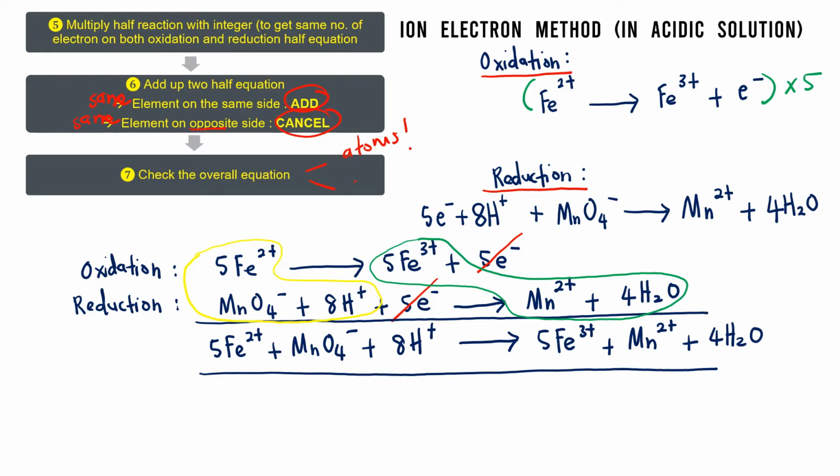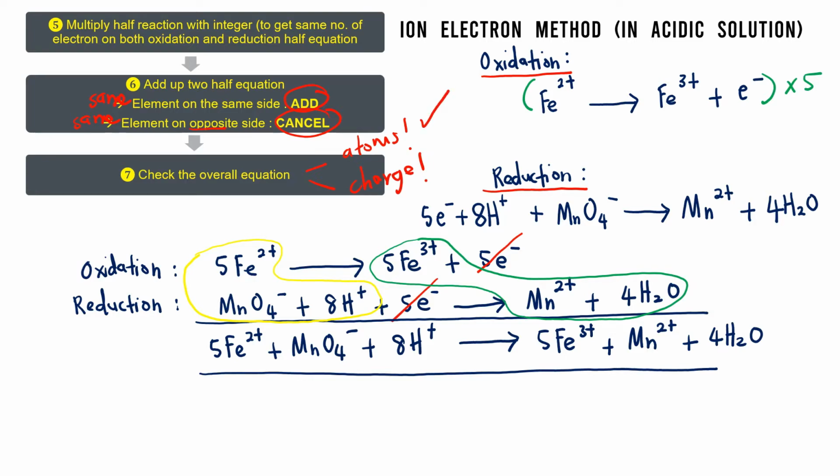Dan yang kedua, you have to check once again the charge. So make sure the charge must be equal di sebelah kiri dan juga sebelah kanan. So here we have 5 iron sebelah kiri and 5 iron sebelah kanan. So it is balanced. 1 manganese and 1 manganese. Untuk oxygen, we have 4 on the left and 4 on the right. Hydrogen kita ada 8 kiri and 8 di sebelah kanan. So for the atoms, they are all balanced.